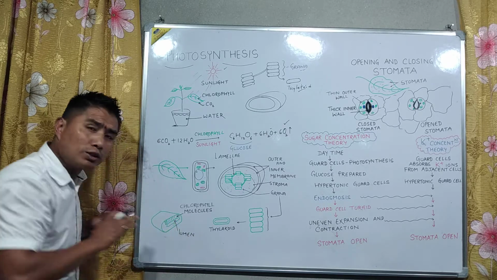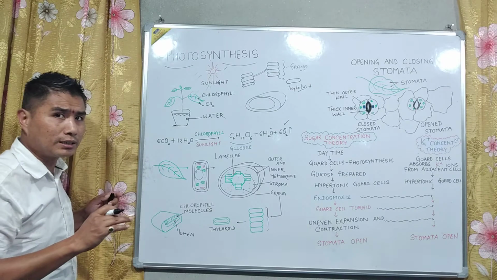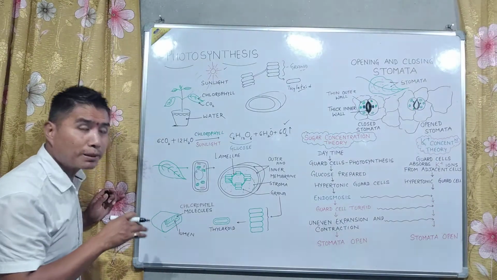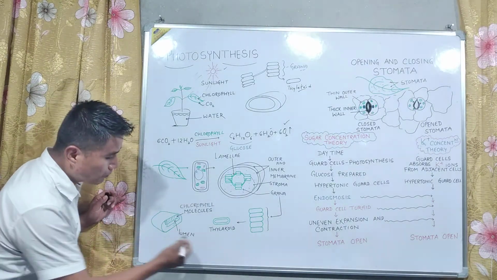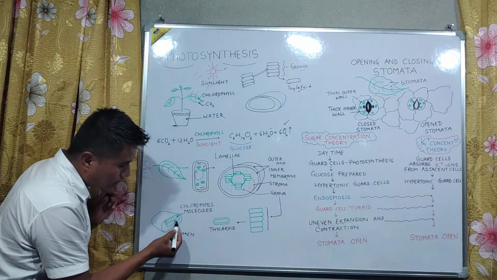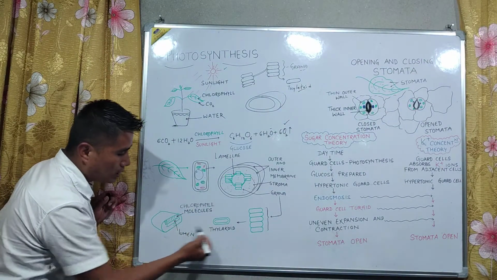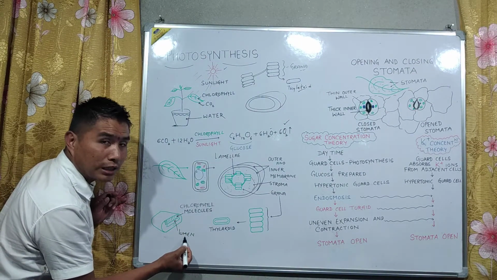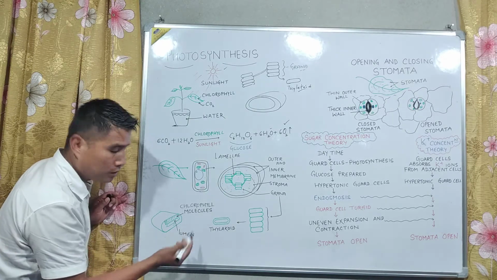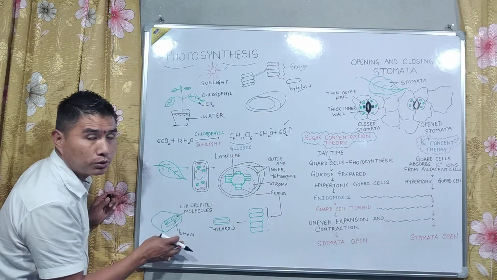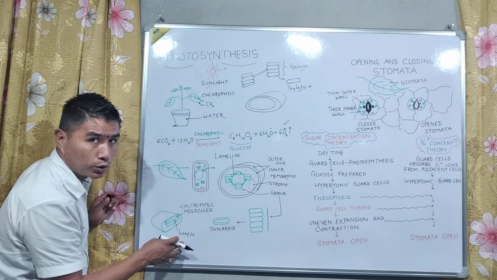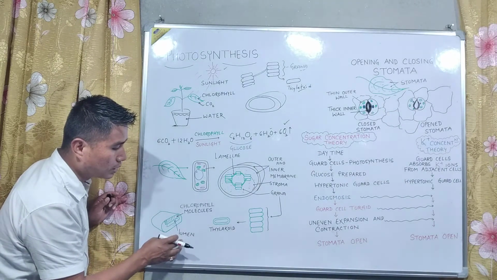Centrally of the thylakoid, you need not go into detail in class 10, but this knowledge might help you in class 11. Now, in the central portion of this thylakoid, there is a cavity which is known as the lumen. Very important in class 11 because you have to do photosystem 1 and photosystem 2. At that time you will come to know about the function of the lumen.